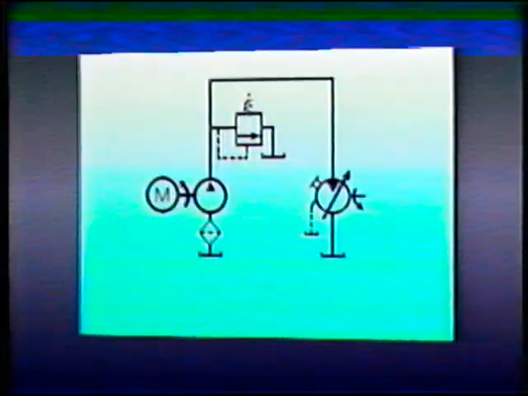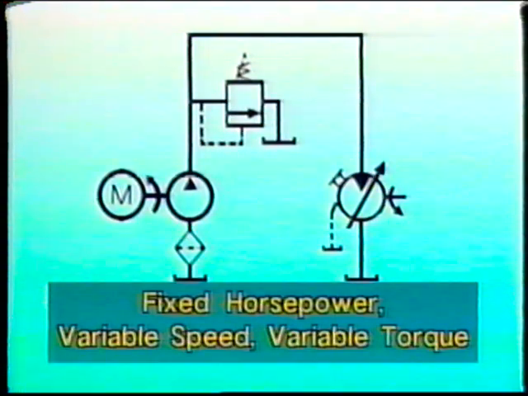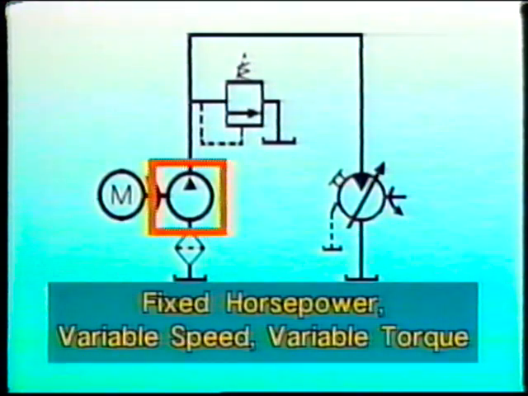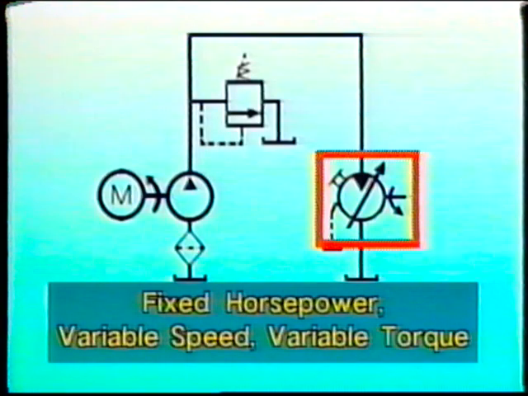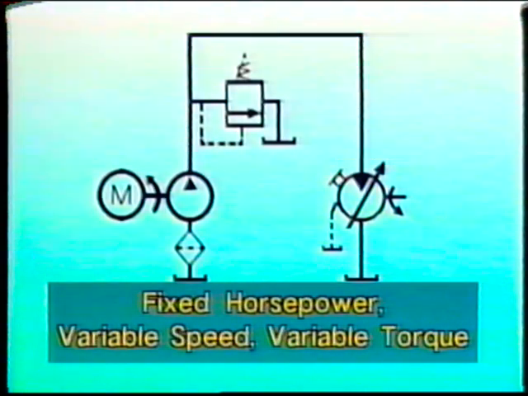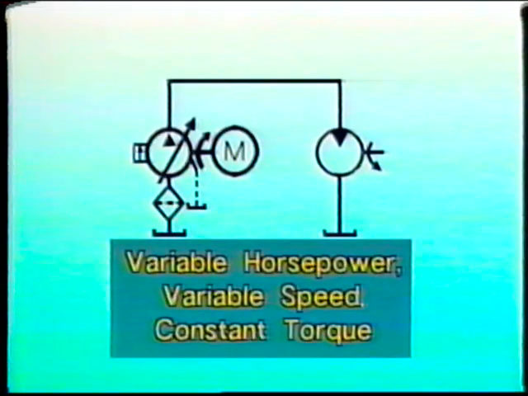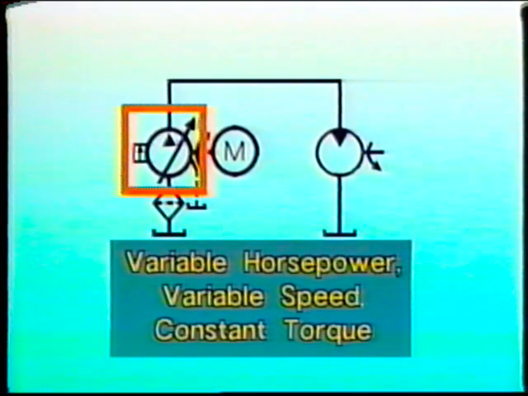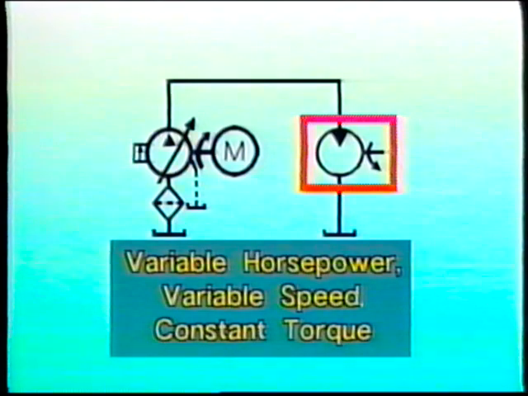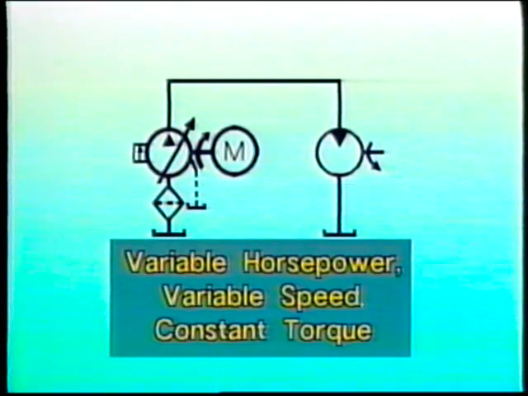Two other hydrostatic transmissions are common. One uses a constant displacement pump and a variable displacement motor. Since the pump produces all the power available to the system, the horsepower is fixed, but the speed and torque can be varied by the motor. The other transmission uses a variable displacement pump and a fixed displacement motor and produces variable horsepower, variable speed, and constant torque.